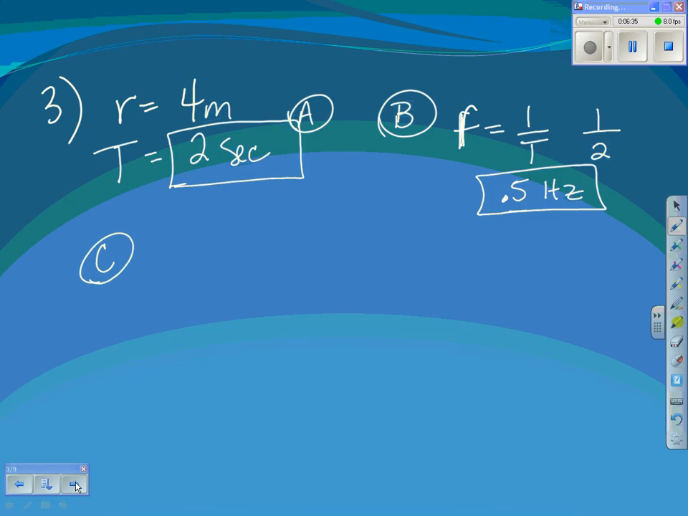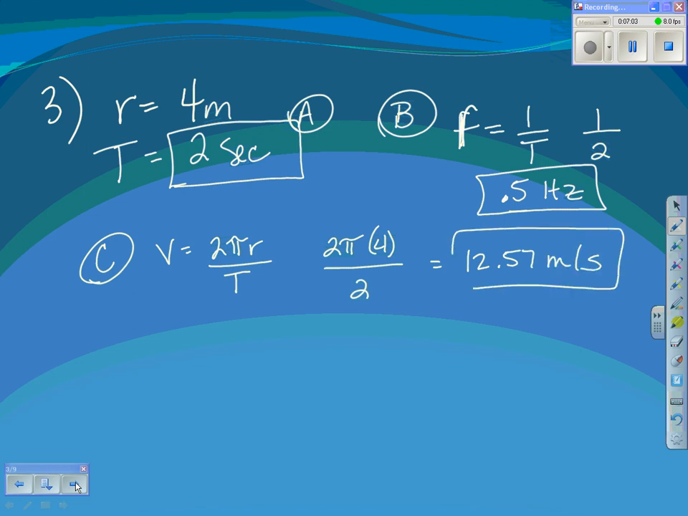Okay, then C, what is Missy's linear speed when she's riding it? So speed is, let's do 2 pi r divided by T. So that's 2 pi times 4 divided by 2. So that's going to give me an answer of 12.57 meters per second.